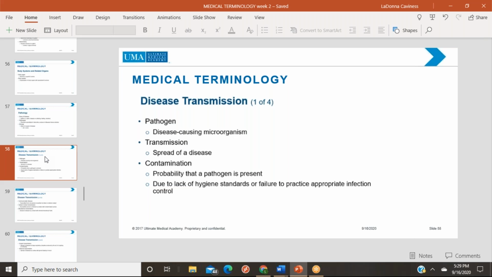Disease transmission. Pathogen, disease-causing microorganism. Transmission is the spread of disease. And contamination is that of a pathology that is present due to lack of hygiene standards or failure to practice appropriate infection control.